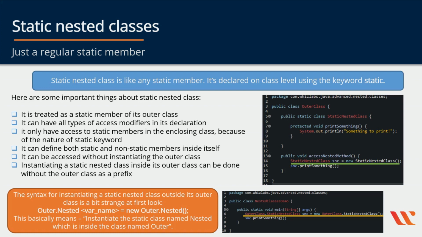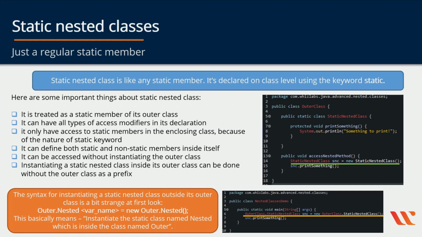I suspect you figured out already, but still. Static class only has access to static members in its enclosing class, because of the nature of the static keyword. That's not really strange, as I already mentioned that the same rules apply as with static methods. Static classes can define both static and non-static members itself. A static class can be accessed without instantiating the outer class. Instantiating a static nested class inside its outer class can be done without the outer class as a prefix.